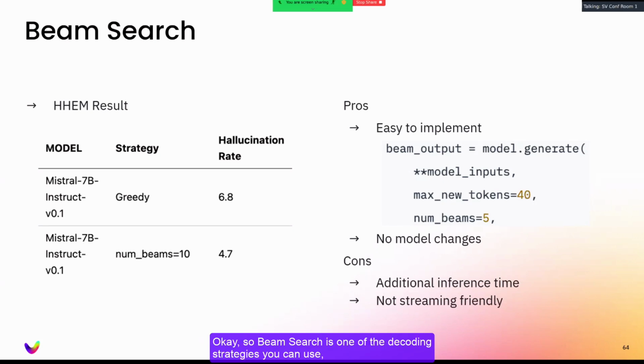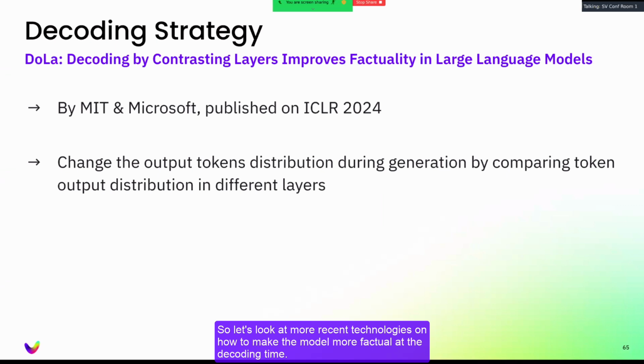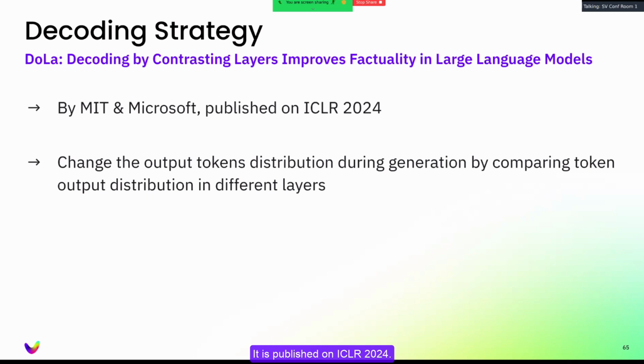Okay, so beam search is one of the decoding strategies you can use, and it is not new. Beam search was invented a long time ago. So let's look at more recent technologies on how to make the model more factual at decoding time. This paper is called DoLa, Decoding by Contrasting Layers Improves Factuality in Large Language Models. It is a recent paper by MIT and Microsoft, published at ICLR 2024. To summarize what the paper does, basically the method changes the output token distribution during the generation. And how did the paper manage this? Let's take a closer look at it.